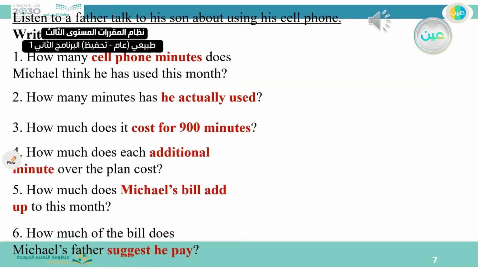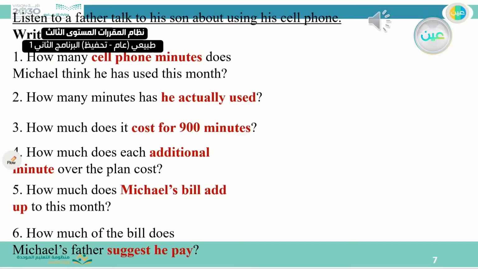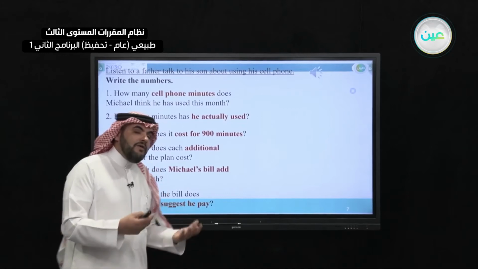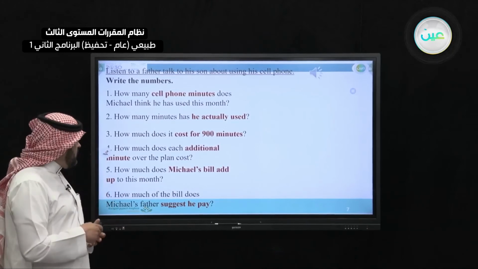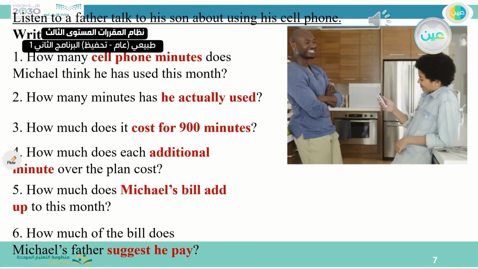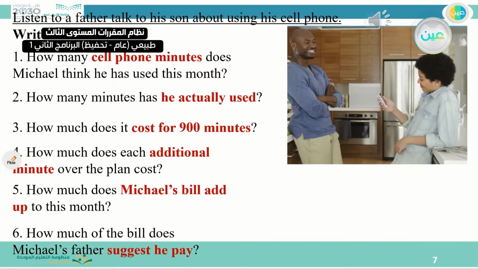The last question, number 6 here. How much of the bill does Michael's father suggest he pay? Michael's father wants Michael to share the bill and to pay with his father, and how much he is going to take part or participate with him in paying for the internet bill. We will find out all these answers after listening. Okay, now let's listen and find out the answers, please. Page 11. 5. Listen. Page 11.